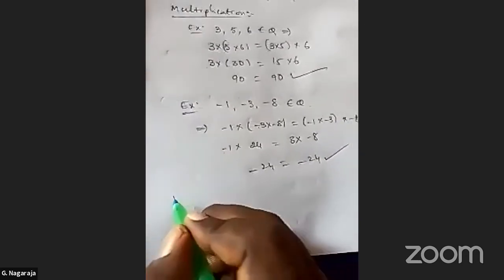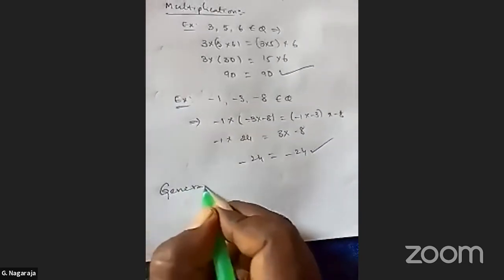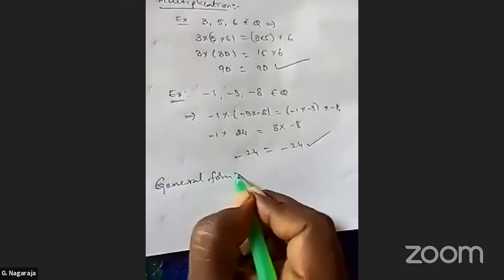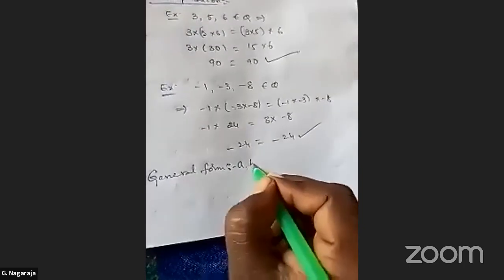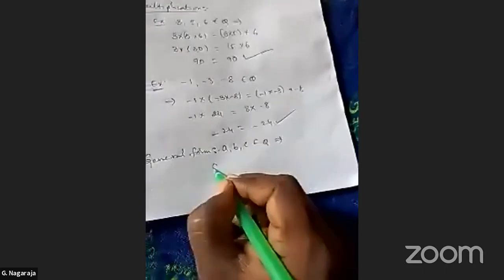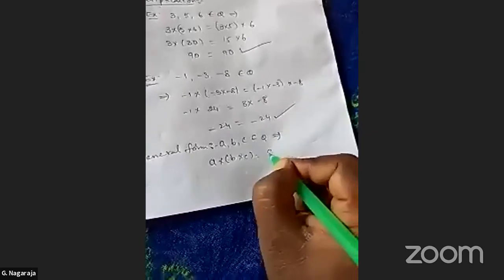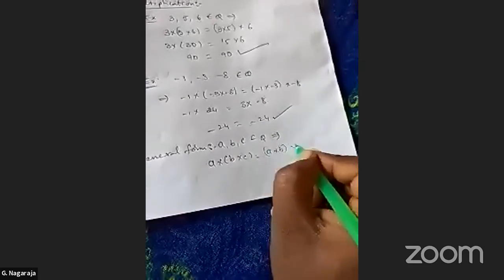In general form, A comma B comma C belongs to Q. Then (A into B) into C is equal to A into (B into C). So students, this is our chapter 1, rational numbers.